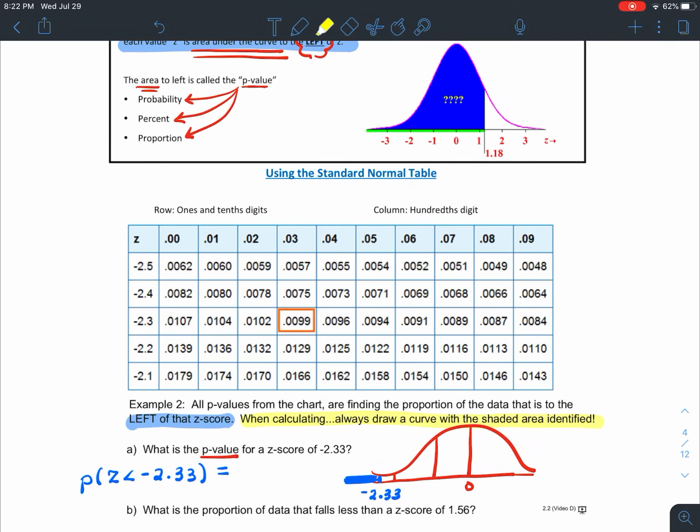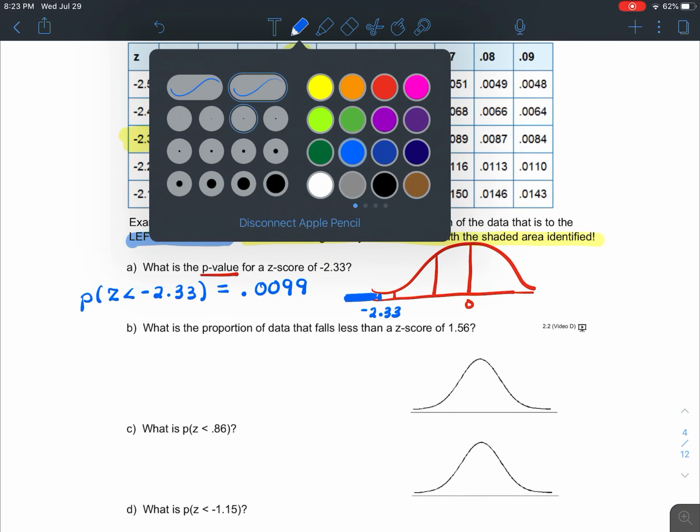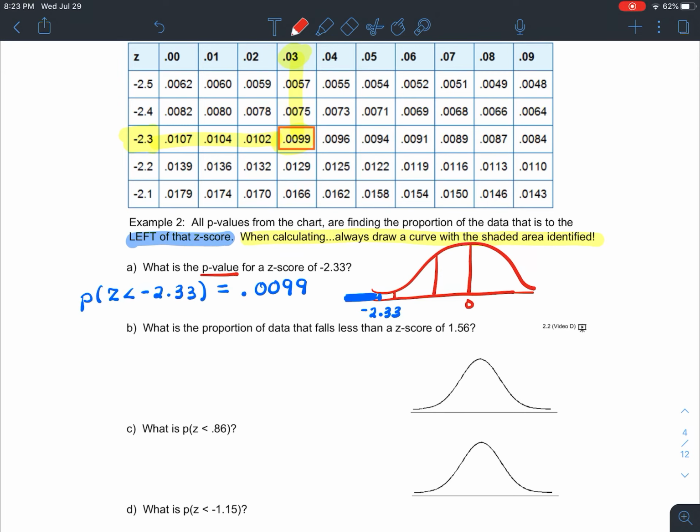What you would do is come up here to your table, and along the left side, find the z-score out to the tenth place. So I see right here, negative 2.3. Then across the top, you go to the hundredth place, the 0.03, so that when these two are paired together, they make the number negative 2.33. You follow it across the row, down the column, and that lands you with the area to the left of that z-score, which is 0.0099. Let's try one more here, and then we'll do several more of these tomorrow.